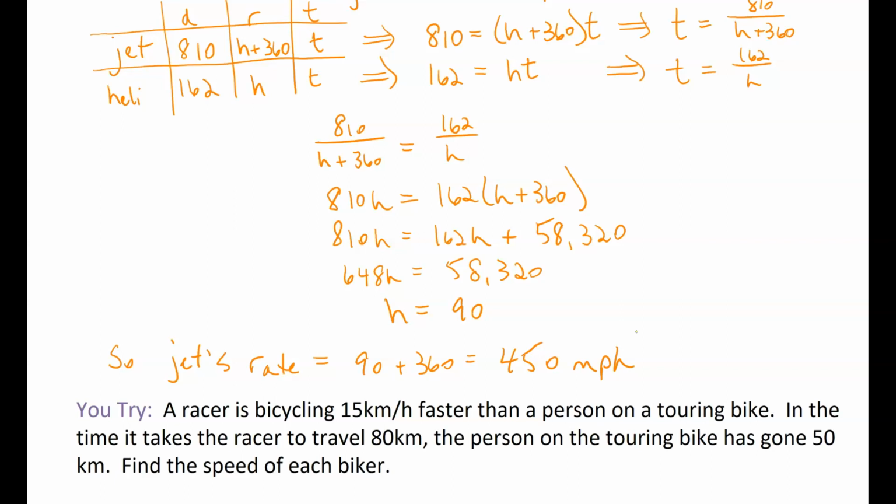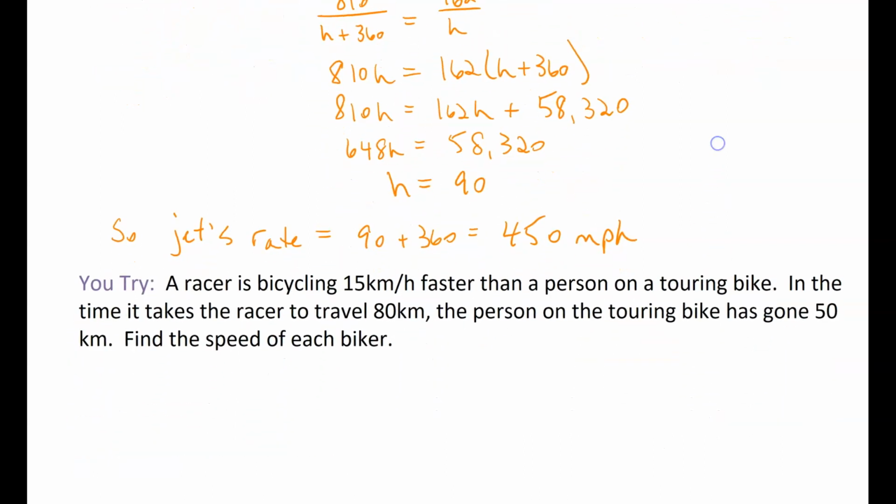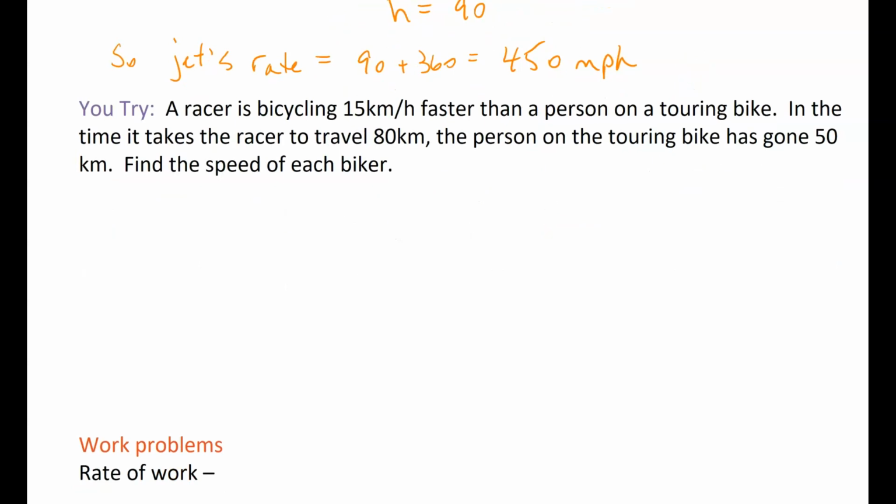And how are we doing on the second one? Anybody have that one worked out yet? Yes? What'd you get? I got for the racer, it was 40. Okay. And then for the tourist, it was... Yes. How'd we do on that one? Do we want to go over that one together?